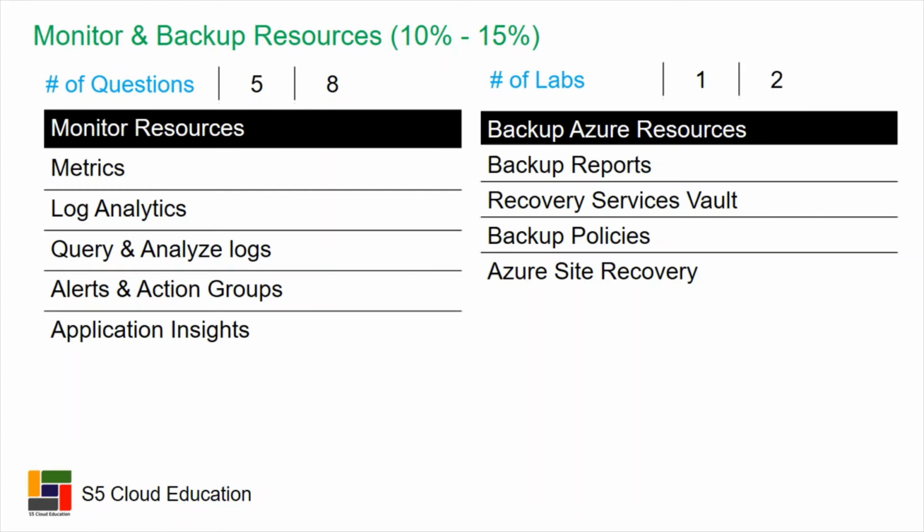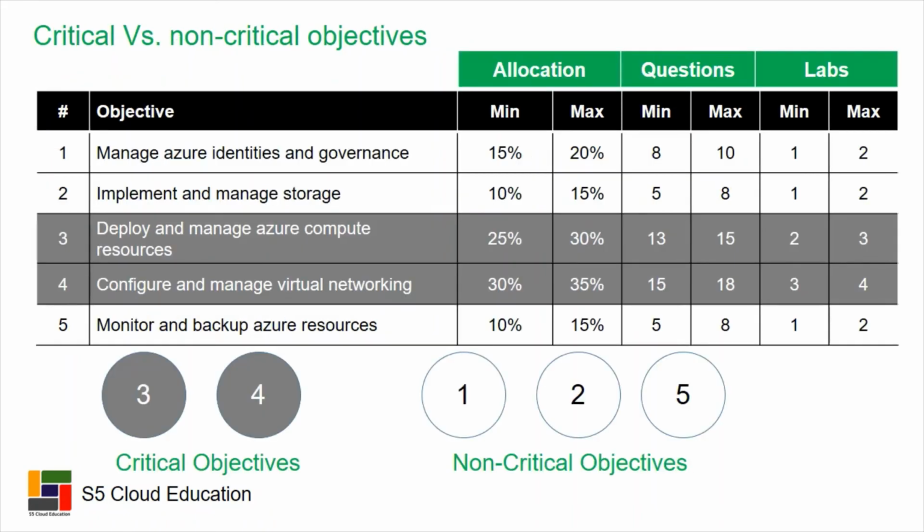Backup is one of the critical activities for any enterprise. We can configure backups, full, interim, policies, and even replicate using Azure Site Recovery. Based on the previous explanation, observing allocations, we can clearly understand that objectives 3 and 4 are the most critical objectives or mostly used skills by an Azure Administrator while 1, 2, and 5 are non-critical or less used skills. Keep a note of it.